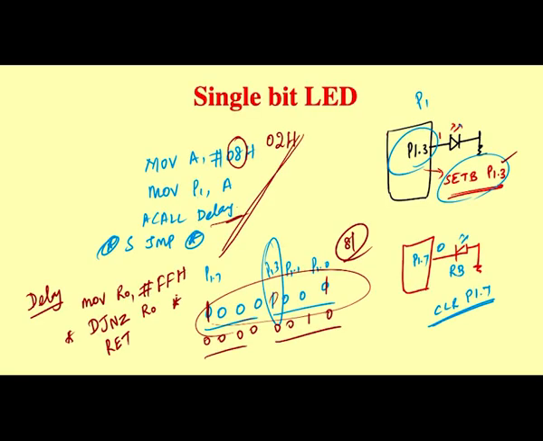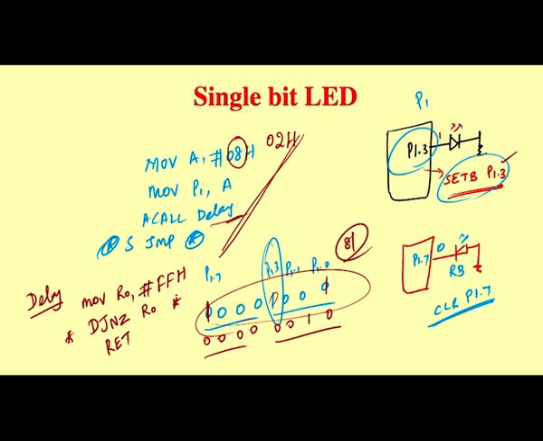Suppose I want to display a single LED on port 1. I have taken P1.3, which is connected with this kind of LED. If you give 1, the LED will glow. In that case this bit will be activated by using the instruction SETB P1.3. By using this, the LED will be on.